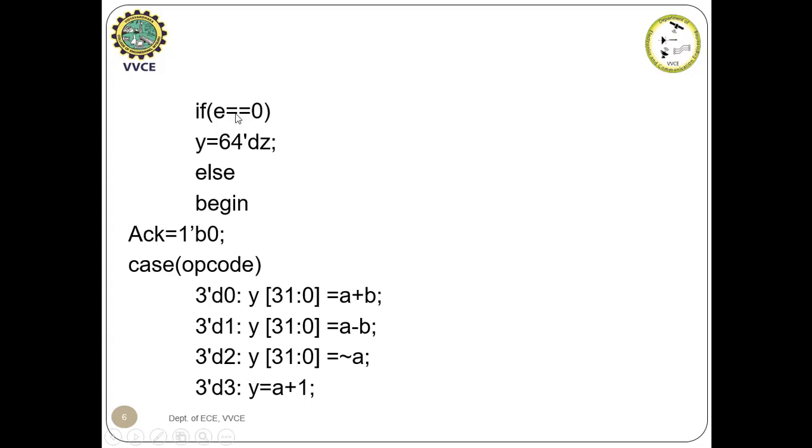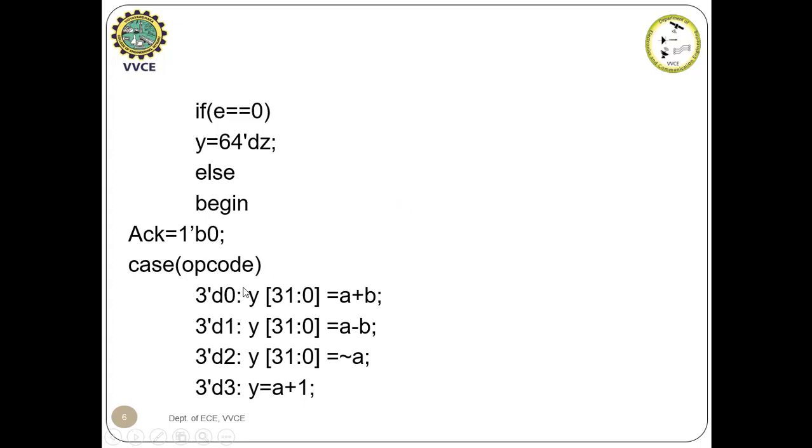Y is always 64-bit high impedance if enable is 0, and again I am writing the condition else. I am making the acknowledgement signal low because I have not performed any arithmetic and logical operation till now. Now after these conditions I am writing the case statement. I am processing the opcode.